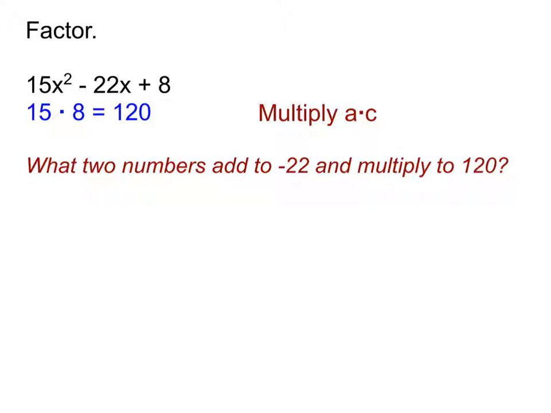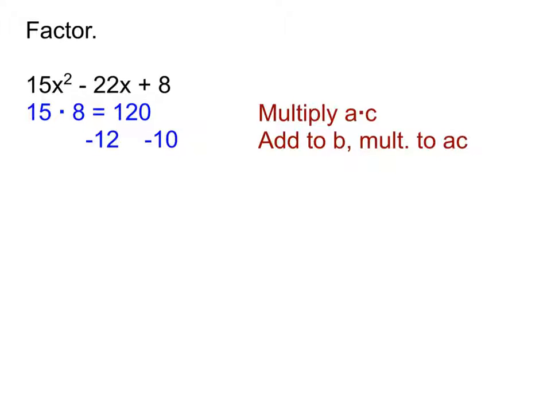All right, so I need two numbers that add to negative 22, multiply to 120. That is going to be negative 12 and negative 10. And so remember that I take those two numbers and I use them to split up B. So now rewrite your equation with the split up B. I chose negative 12 and negative 10 because they add to negative 22. So my negative 22 now gets split into two pieces. The 15 and the 8, they just stay the same.